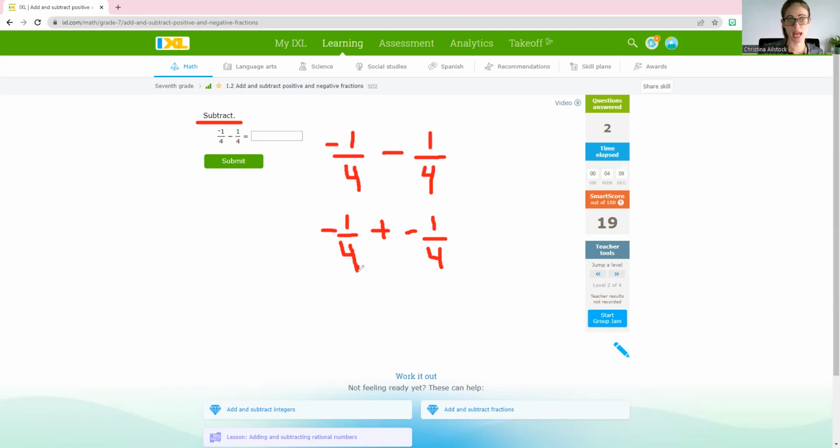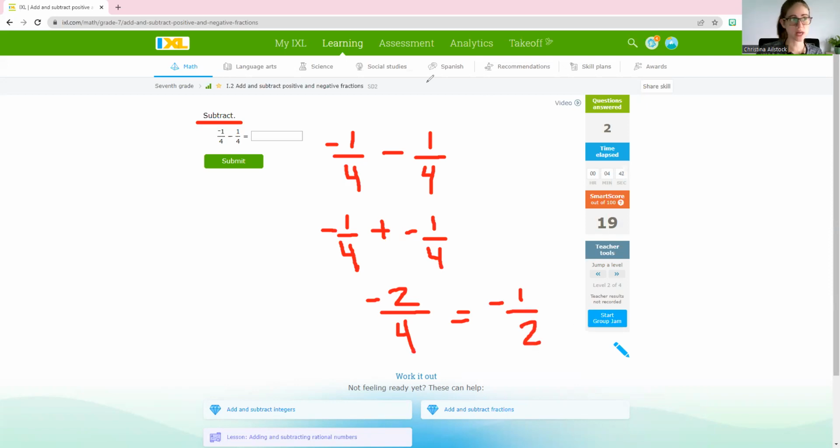Now that we've done that and we've confirmed that the denominators are the same, we can add. With it being rewritten, we can easily see that both of these numbers have the same sign. They're both negatives. So remember, when our signs are the same, we add and keep the sign the same because we're continuing down that same side of our number line. So -1 plus -1 would be -2/4. And then this could simplify to -1/2.